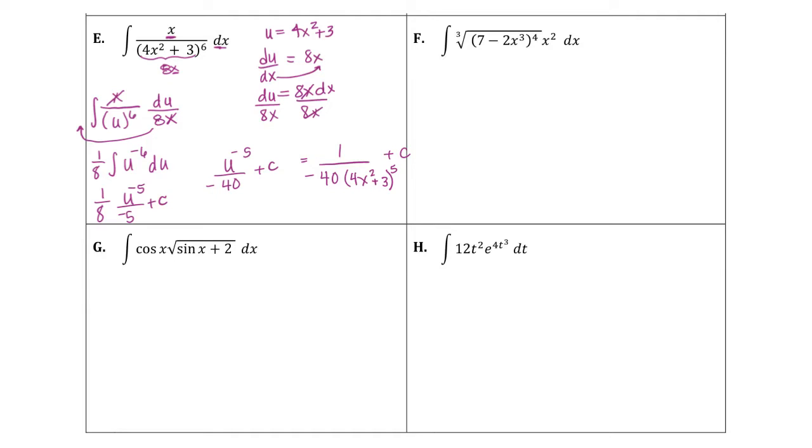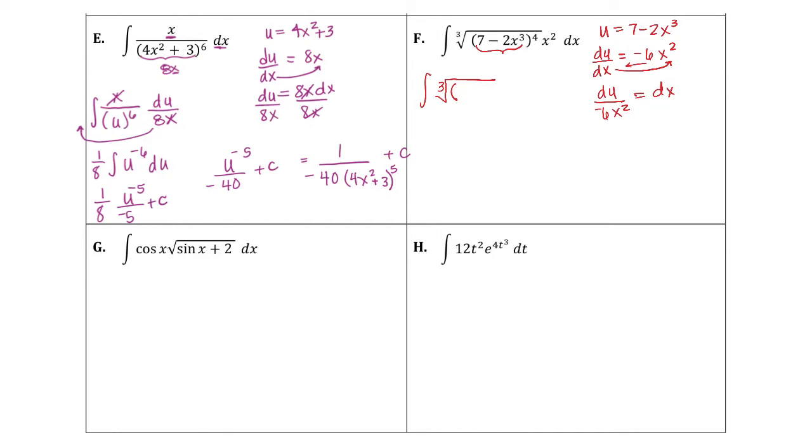Okay, continuing on. Again, I think by now y'all are catching on. We're probably going to let that inside stuff be u. So we're going to go ahead and do that. So we have 7 minus 2x cubed. Do the derivative of u with respect to x. We're going to have negative 6x squared. Solve for dx, so that means I'm going to multiply this over and then divide that other portion. So du over negative 6x squared equals dx. And so we're ready to come back over here and do our substitution.